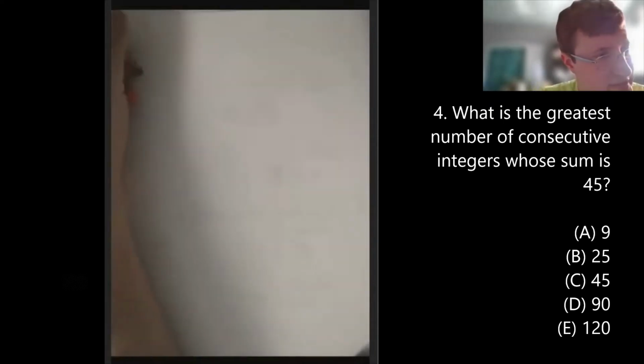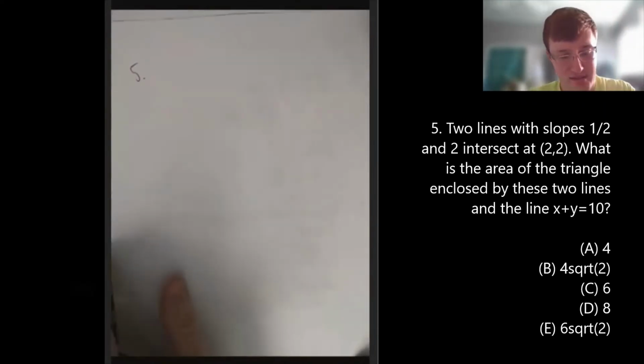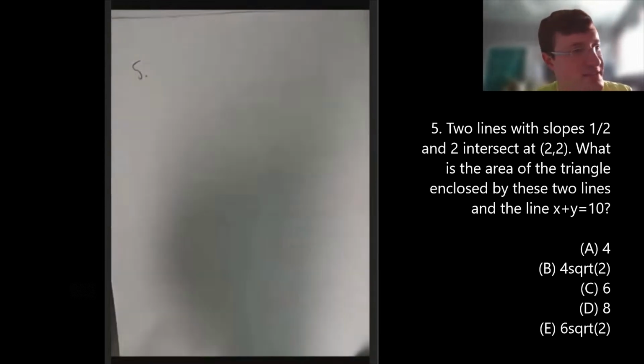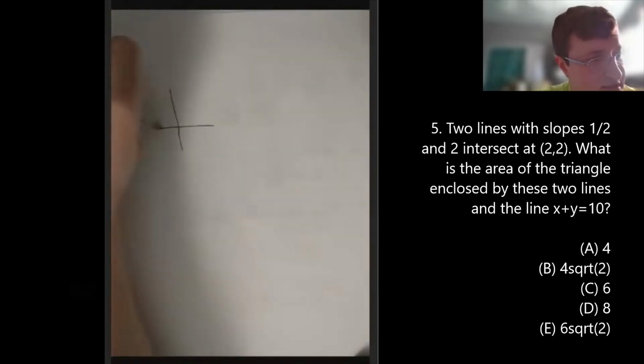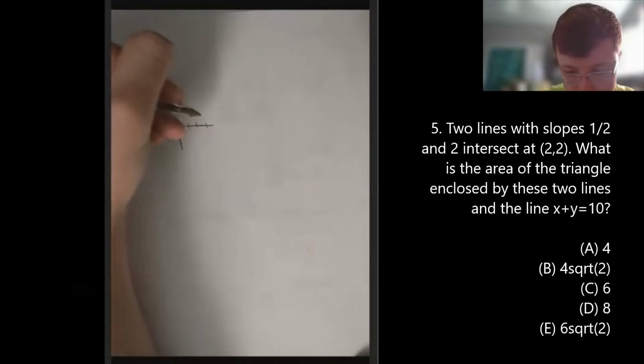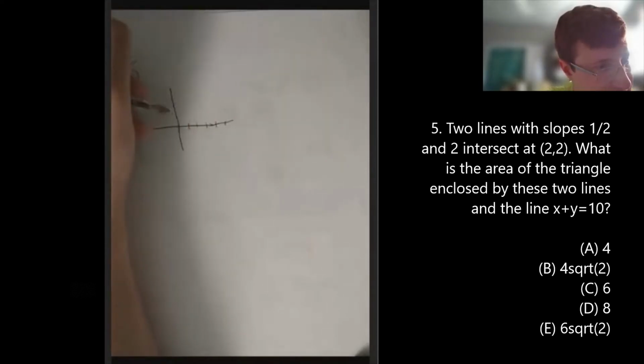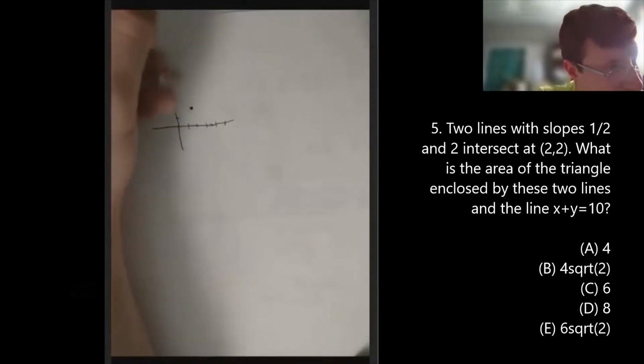Okay, number 5. Two lines with slope 1/2 and 2 intersect at 2, 2. What's the area of the triangle enclosed by the two lines and the line x plus y equals 10? Okay, I'm definitely going to have to draw a picture here. Okay, it's not going to be a very good one, but just a rough sketch. Okay, so here is 2, 2. One of them has slope 2.